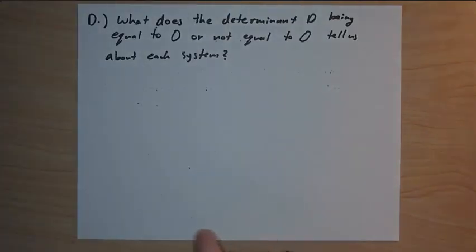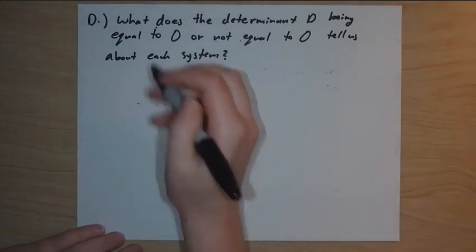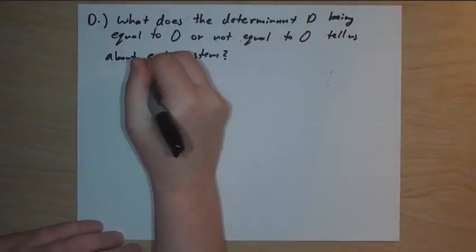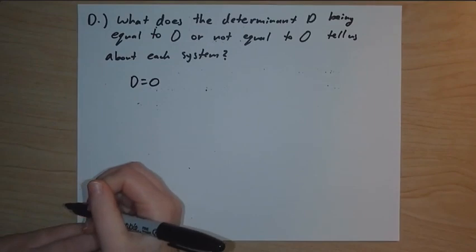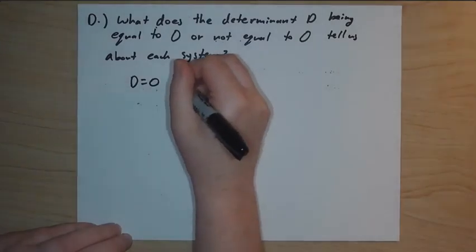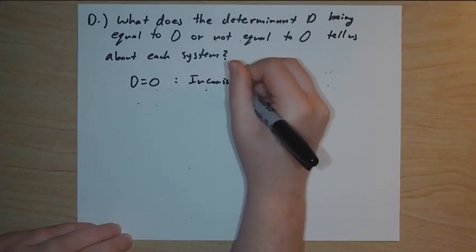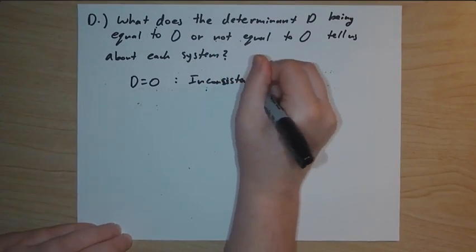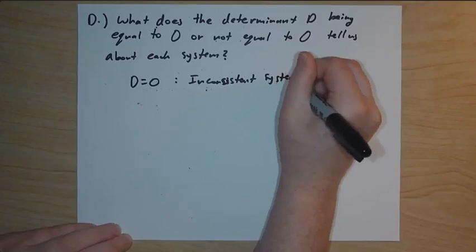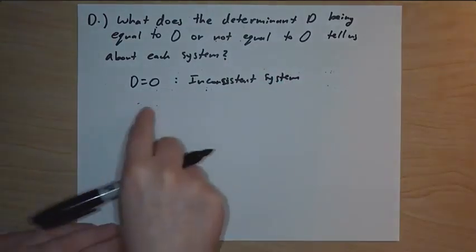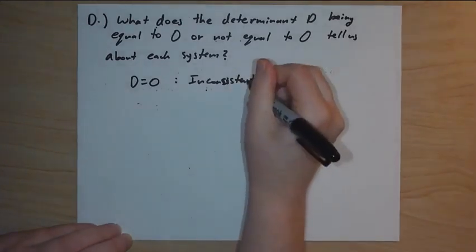And moving on to part D, it says, what does the determinant D being equal to 0 or not equal to 0 tell us about each system? So we found our determinant is equal to 0, and we found that our system is inconsistent. And this is actually true for any matrix where our determinant is equal to 0. It means that our system is inconsistent. If our determinant is 0, we have an inconsistent system. If our determinant is not 0, then we may have a consistent system.